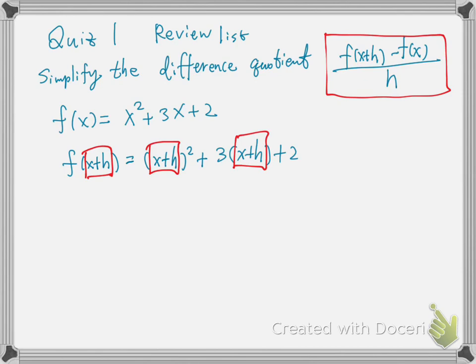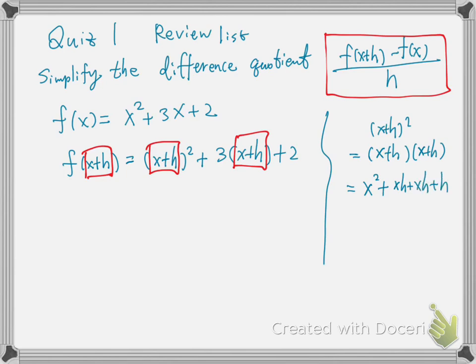Now you need to simplify this a little bit. So be careful. What is x plus h squared? It is x plus h times x plus h. Use the FOIL method, you can check it. It's x squared plus xh plus xh plus h squared, and then you get x squared plus 2xh plus h squared. So it's not x squared plus h squared. So we got f of x plus h.